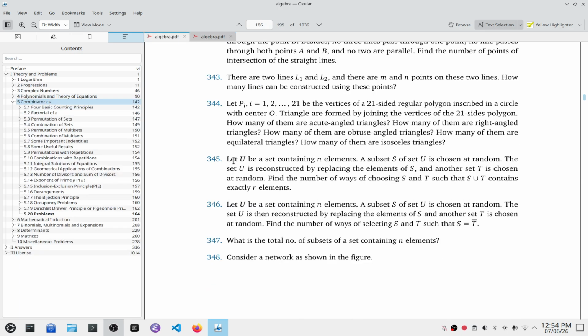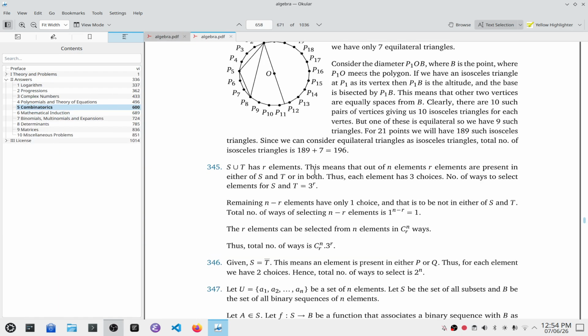Question 345 says that let U be a set containing n elements. A subset S of set U is chosen at random. The set U is reconstructed by replacing the elements of S, and another set T is chosen at random. Find the number of ways of choosing S and T such that S union T contains exactly r elements.